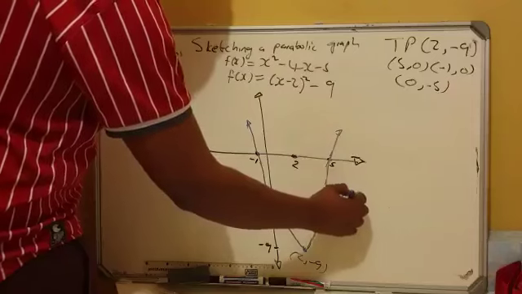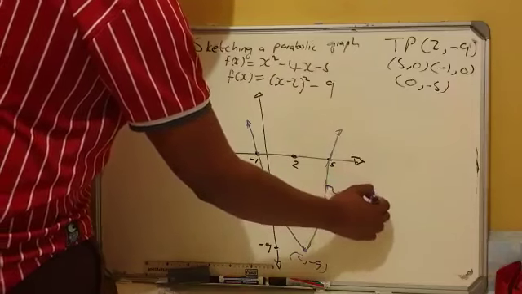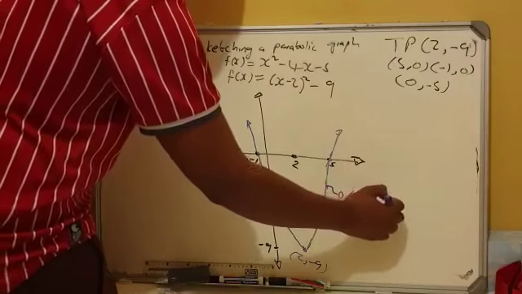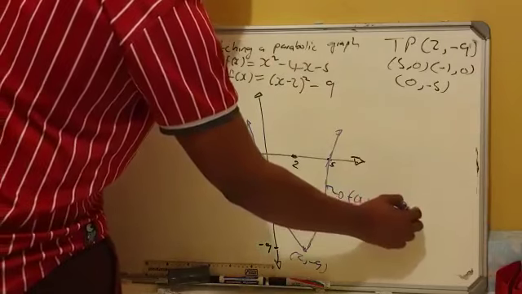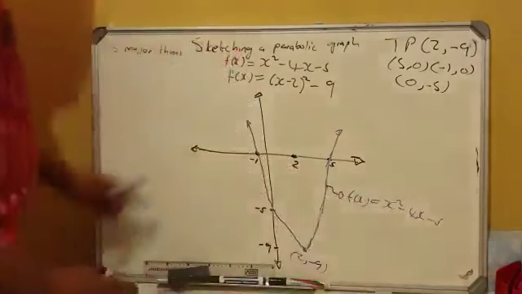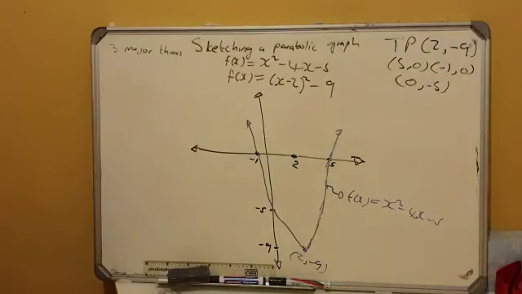So we're pretty much done with plotting this graph. So you name your graph f of x equals x squared minus 4x minus 5. You can use this.